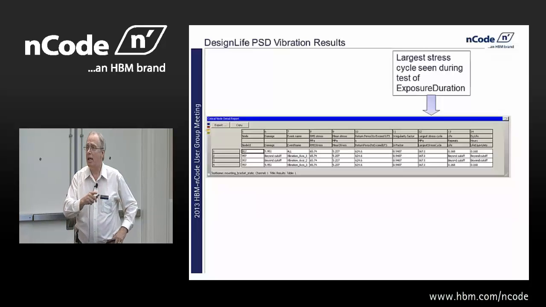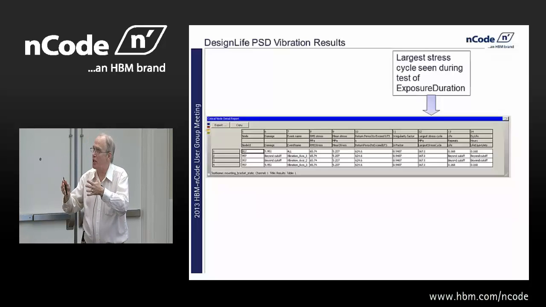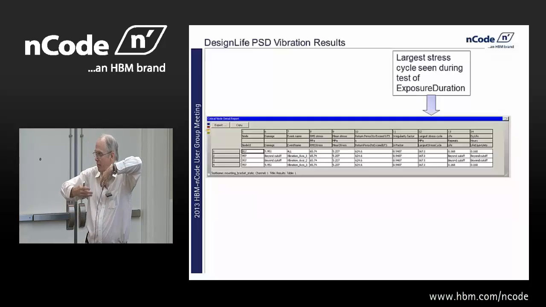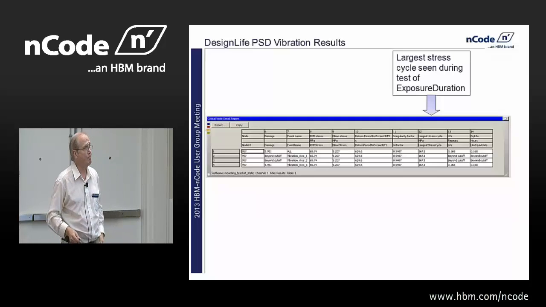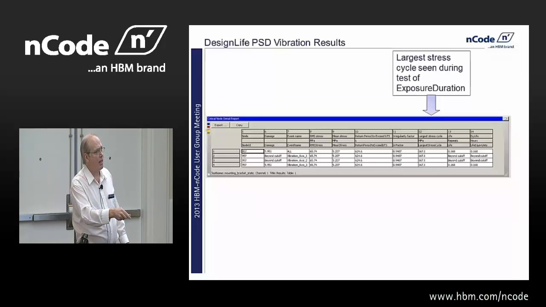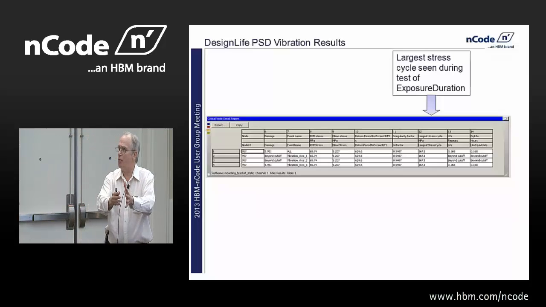This is actually an input here. If I specify exposure duration, it will tell me the largest stress it would expect to see in that exposure duration. So if I ran this for a second, I'd get one stress. If I told it to run for a year, I'd get a much larger stress because there'd be an infrequent load going in that it might see. That combination doesn't really impact life. Life is purely exposure duration.